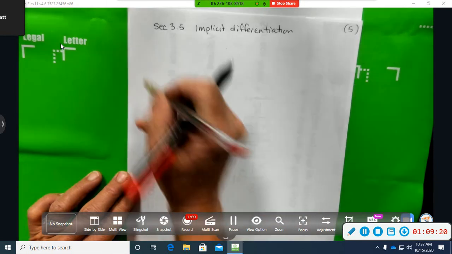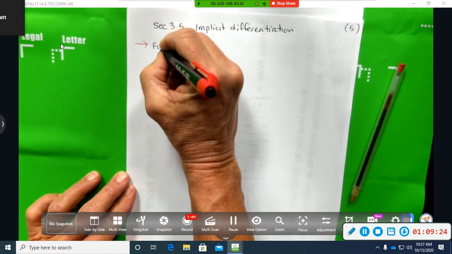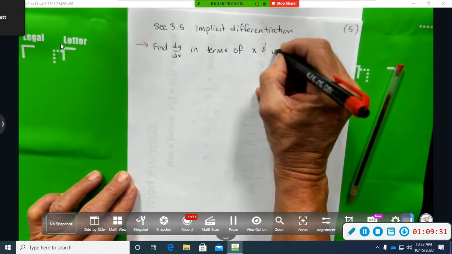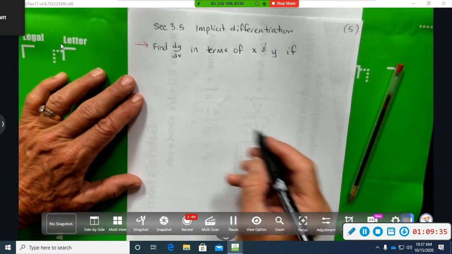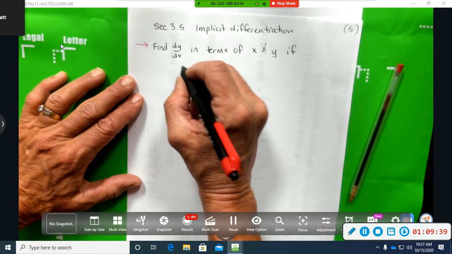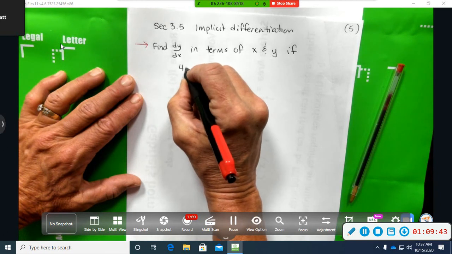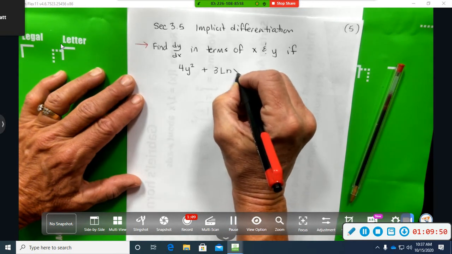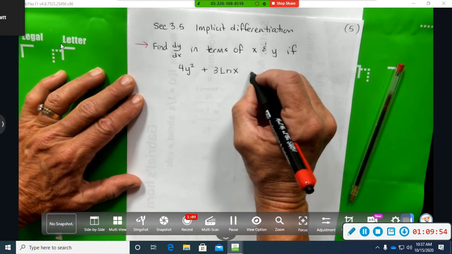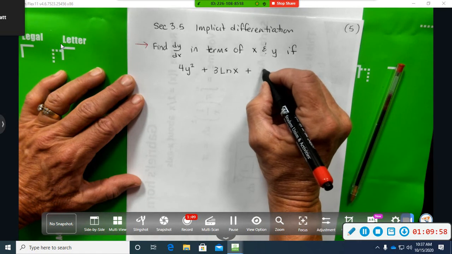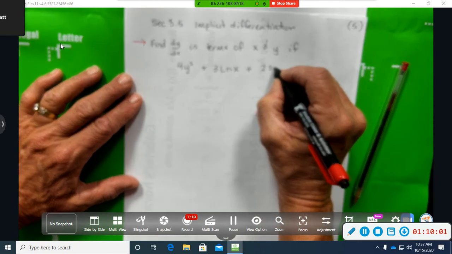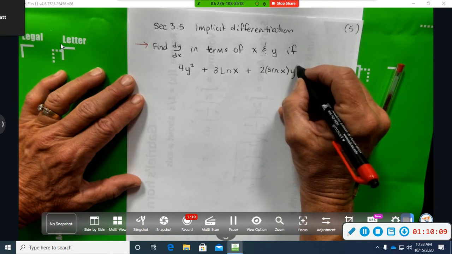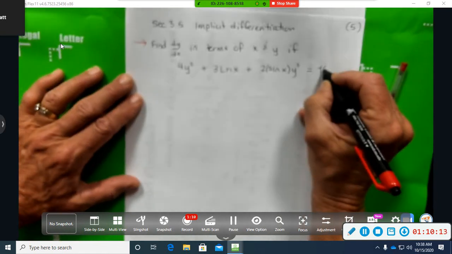So let's see if you can find dy dx in terms of x and y if, oh, let's see, 4y squared plus 3 natural log of x plus 2, I don't know, sine of x times y to the 5th is equal to 10.